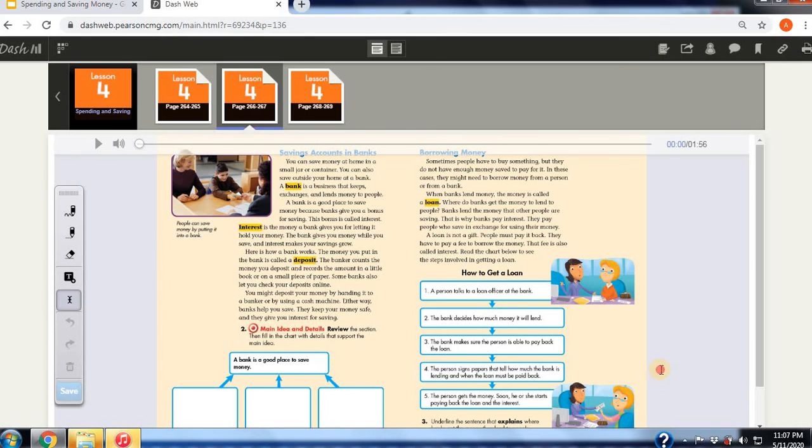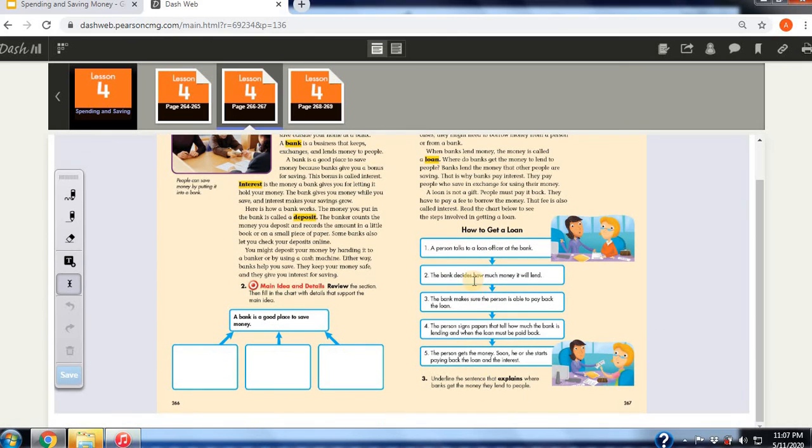For this question right here, you're actually not going to underline these. You're going to write down which one of these sentences is a sentence that explains where banks get the money they lend to people. Okay, where do they get it? Which one of these explains how the bank gets the money they loan out to people? That'll be your heading, and then a picture and the explanation here.